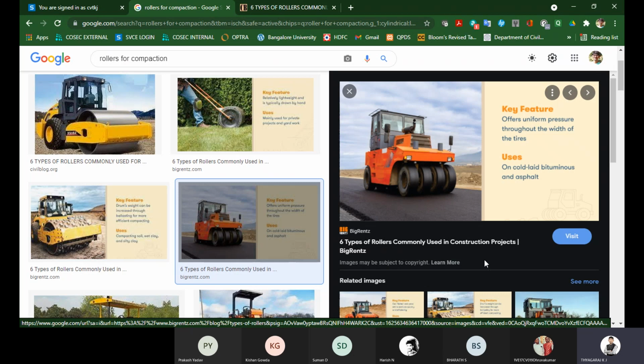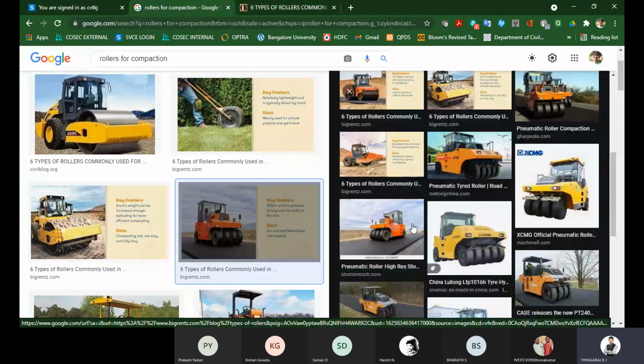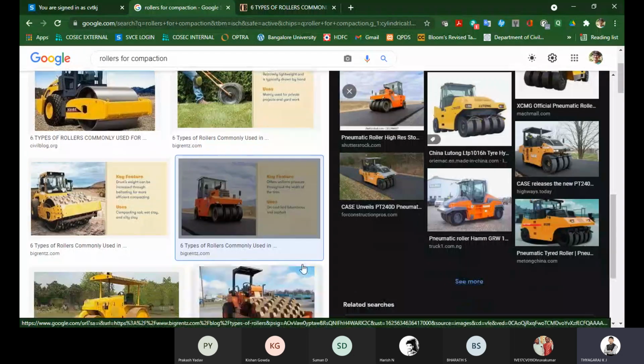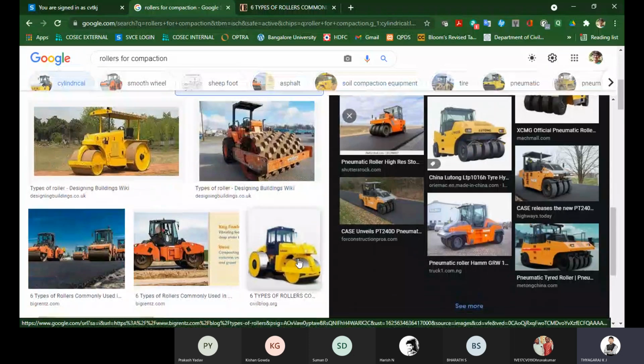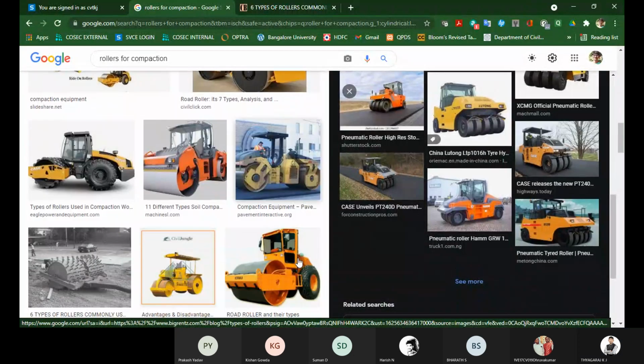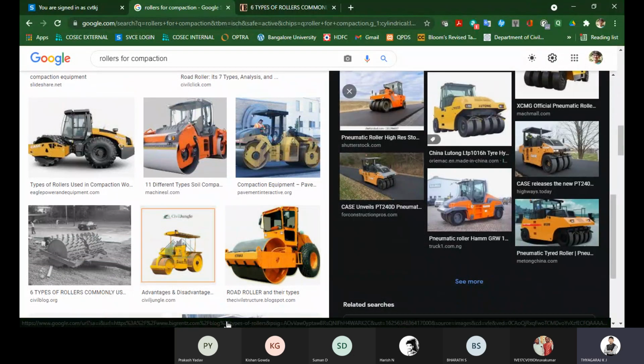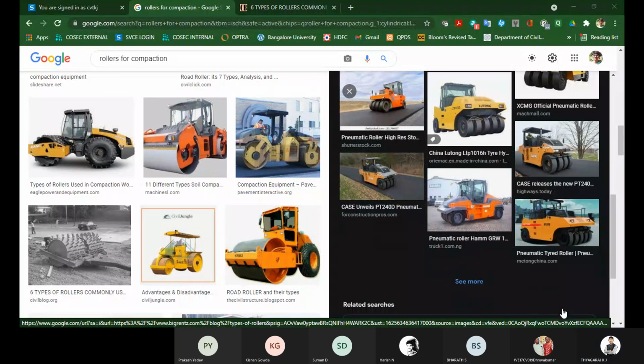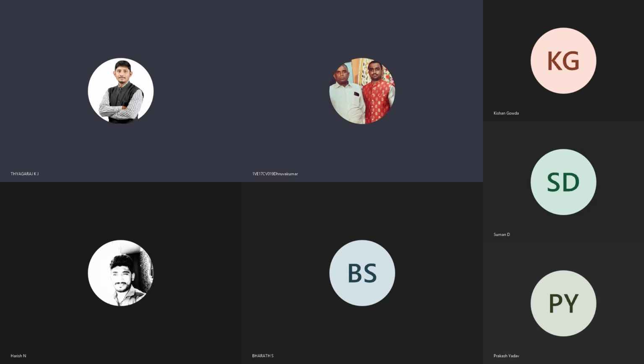Is it clear? Types of rollers. Before going to other layers, we should know for what purpose we will be using the rollers. Is it clear? Kindly respond. Is it clear? Yes, sir.